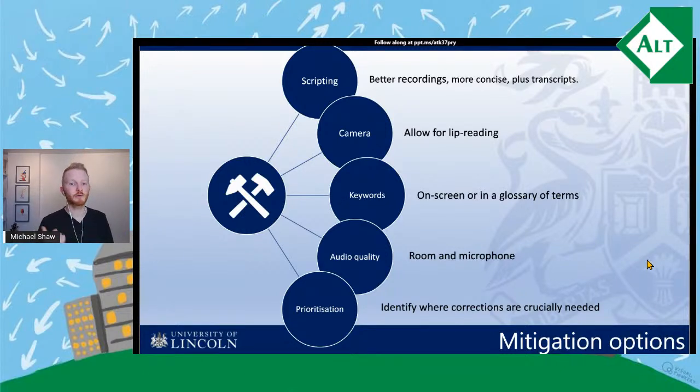And finally, prioritizing where caption correction needs to take place is a viable approach. It's intentionally at the bottom of my list because I would rather see accessible video content for everyone rather than it being a contingent feature for some. But it may be the only way forwards.